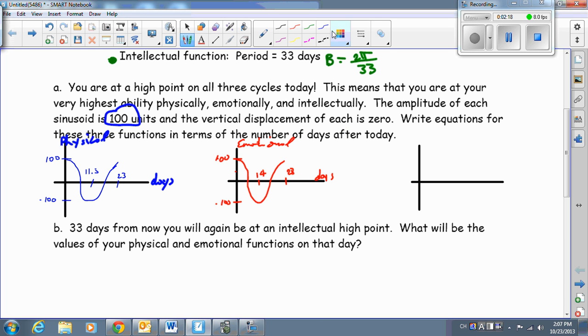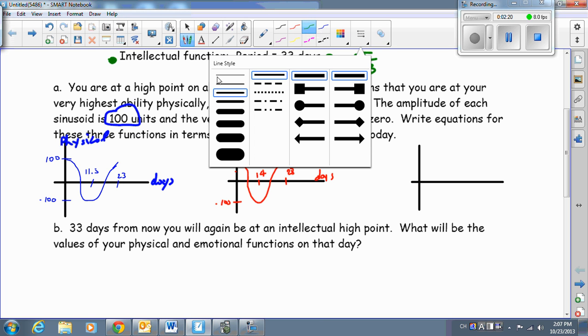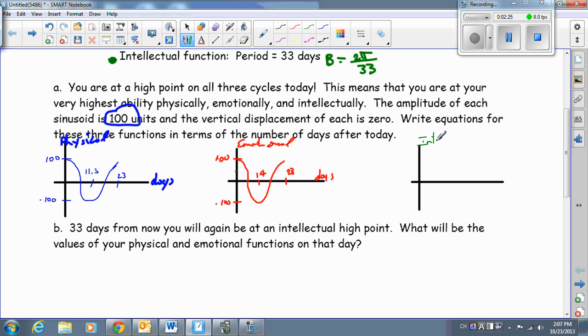Doing the same thing for the last one, this time intellectual, the highest point being 100, lowest point being negative 100, and once again we get the same type of shape. The only difference is the period, which is this time 33. Of course, these are days, and half of 33 is 16.5. Let's go ahead and try to figure out the equation.